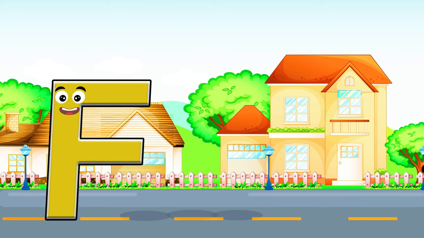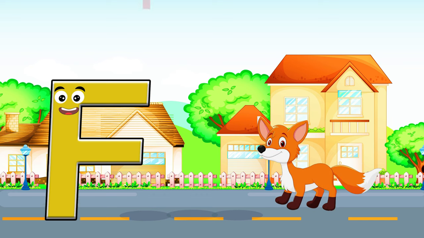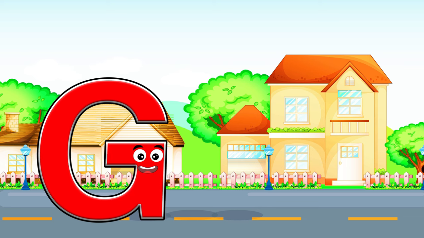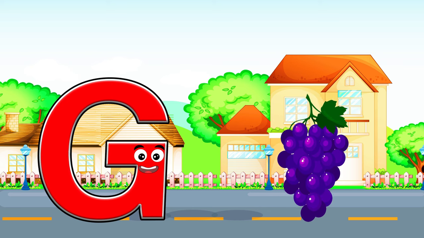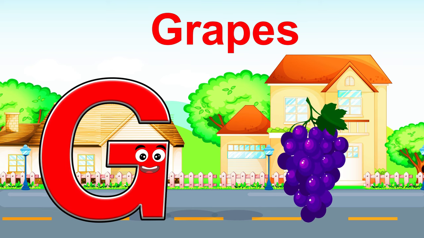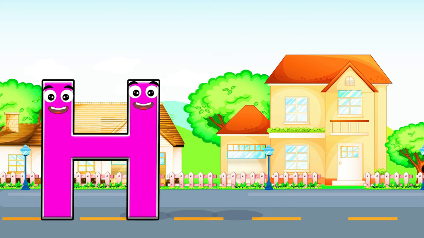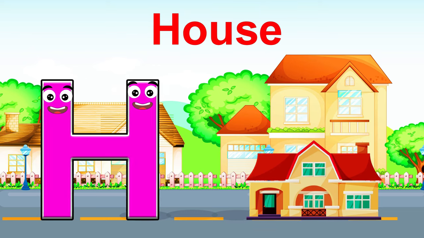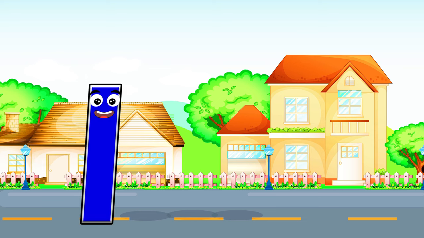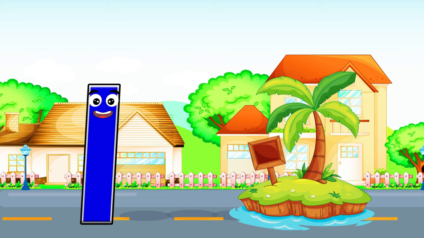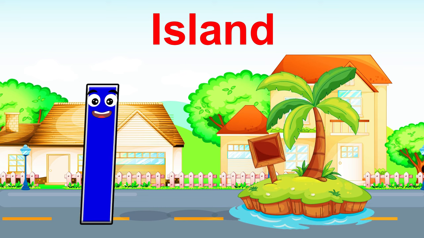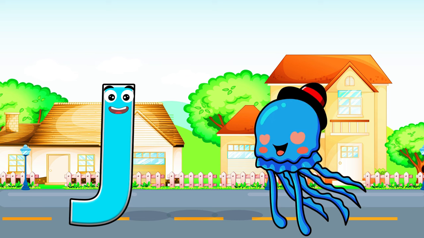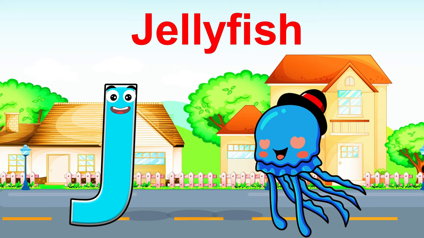F is for forks, forks. G is for grapes, grapes. H is for house. House. I is for island. Island. J is for jellyfish. Jellyfish.